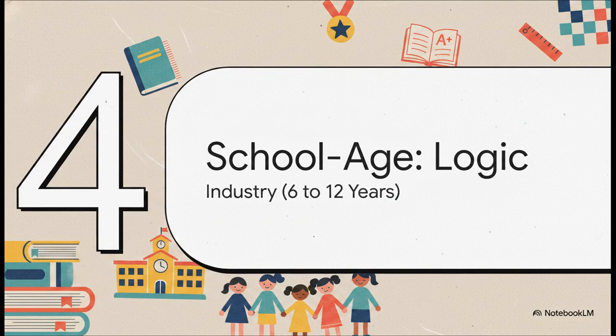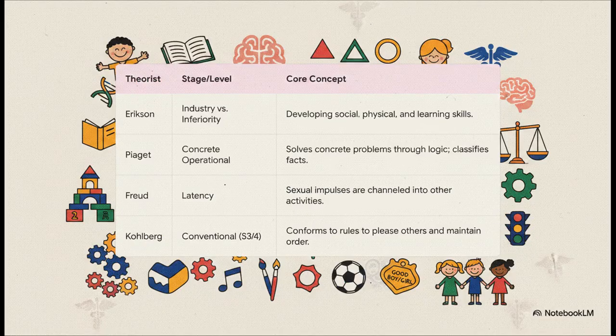The child's focus shifts in a huge way, moving from the family to the wider social world, where being competent and achieving things becomes the name of the game. The big theme here is becoming a productive member of society. For Erikson, it's industry versus inferiority. It's all about feeling capable. Piaget's concrete operational stage gives them the mental tools to finally think logically about real, tangible things.